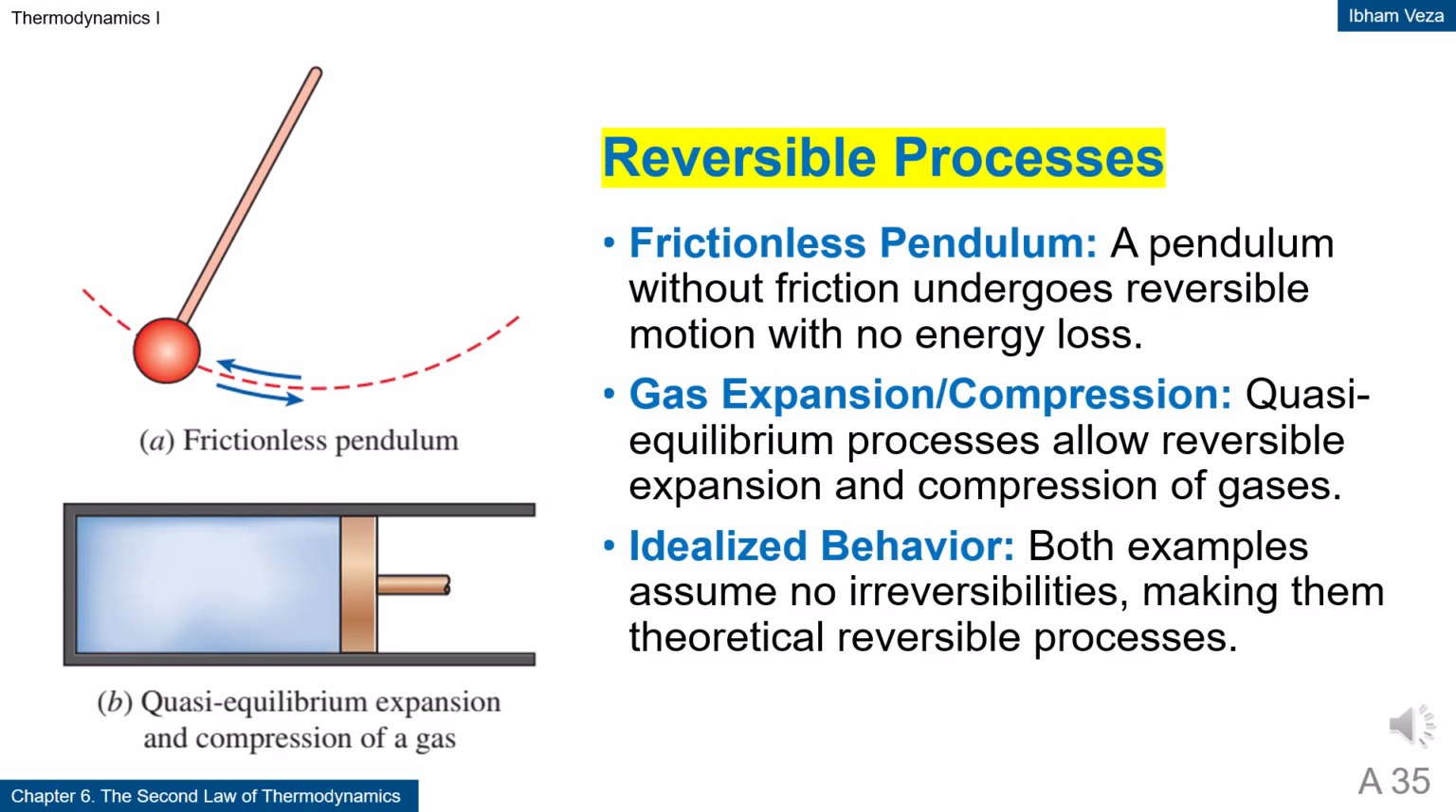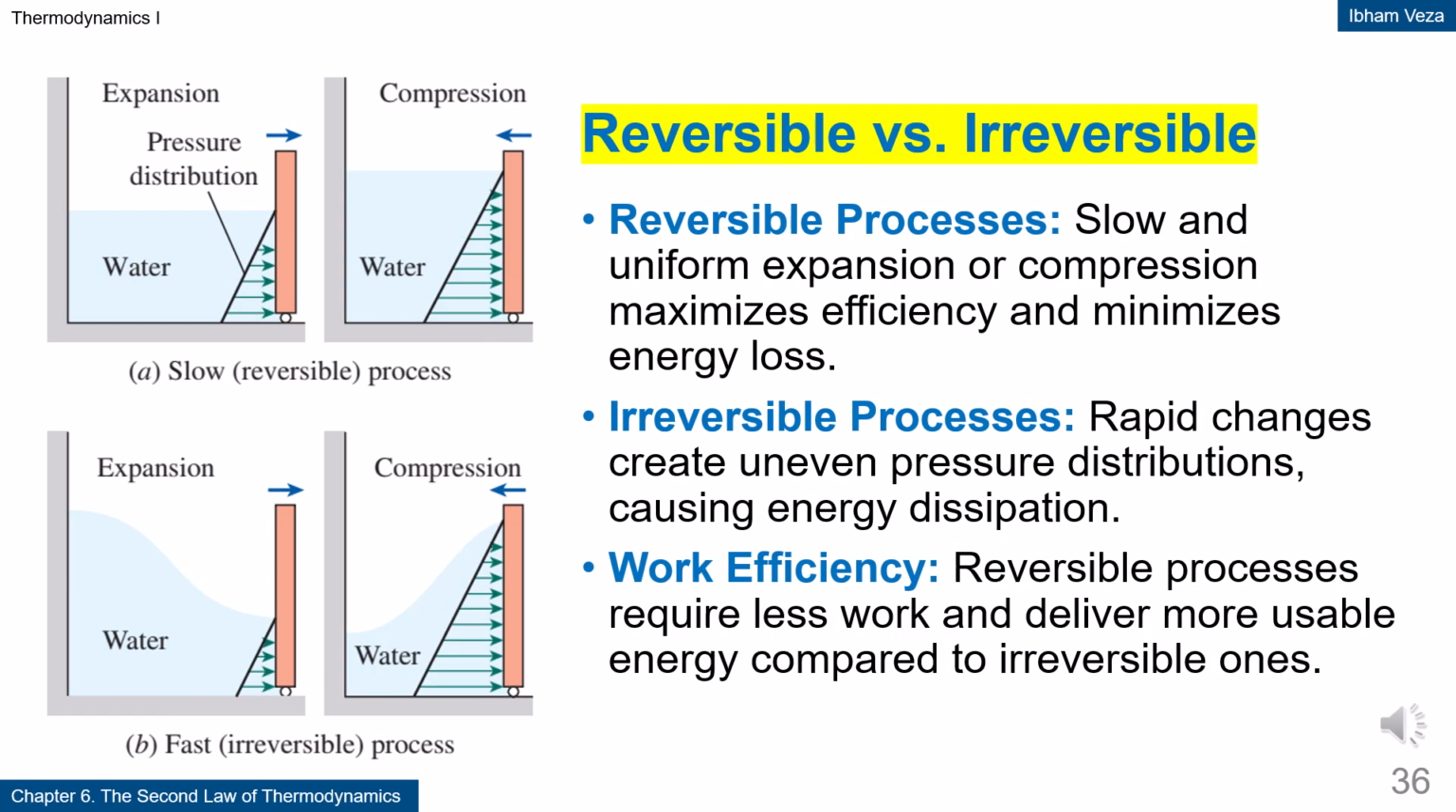system and surroundings. Examples include a frictionless pendulum and quasi-equilibrium gas expansion. In reality, such processes never truly exist. However, this concept is very important as an ideal reference. All real machines always deviate from reversible conditions. Reversible versus irreversible. Reversible processes occur very slowly and uniformly so that no imbalance is created. Irreversible processes occur rapidly and involve pressure or temperature gradients.